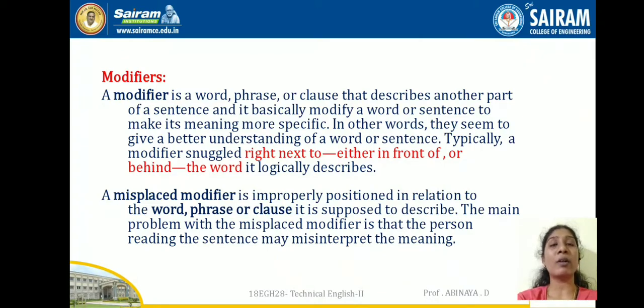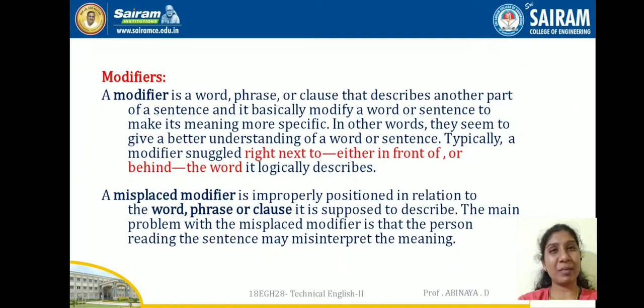A modifier is a word or a phrase. It can be an adjectival phrase, it can be an adverb, it can be anything. A modifier is a word or a phrase or a clause that describes another part of the sentence, and it basically modifies a word or a sentence to make its meaning more specific. In other words, it gives a better understanding of a word or a sentence. Typically the modifiers snuggle right next to, either in front of or behind, the word they logically describe. So, it has to be situated either in front of it or behind the word that it is going to modify.